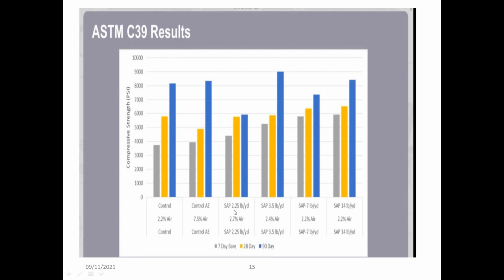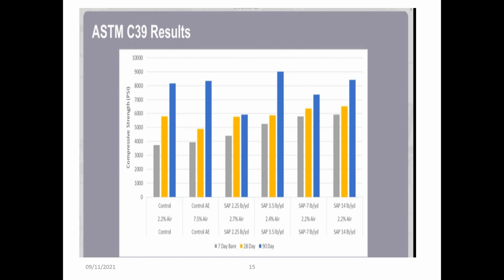Now air entrainment was decreased, and the percentage of SAP was gradually increased from 2.25 to 3.5, 7, and 40. Although at a random value of 3.5 lb per yard and 2.4% of air, it was found that it shows a great variation or positive result in the 90 days strength. So more air intake, more use of SAP doesn't necessarily mean a more positive result. The best result can be received at a particular combination of SAP and percentage of air entrainment.